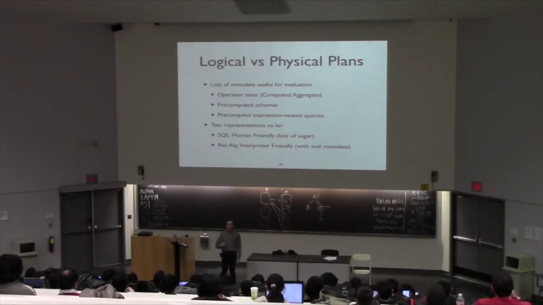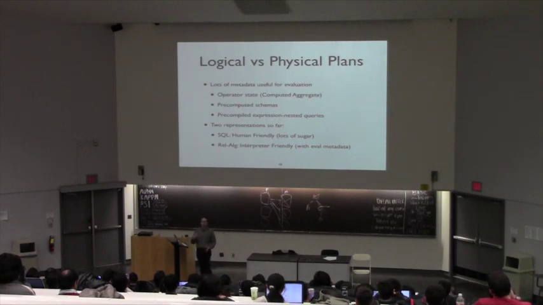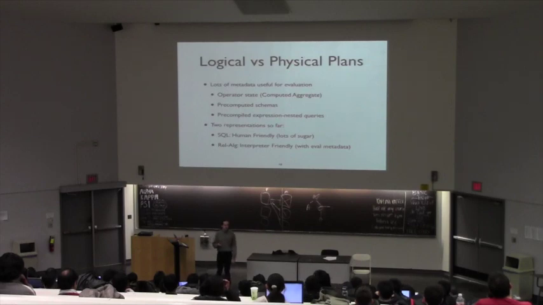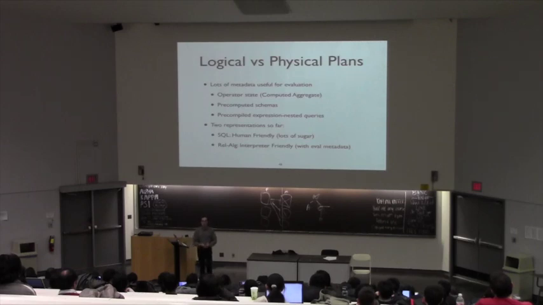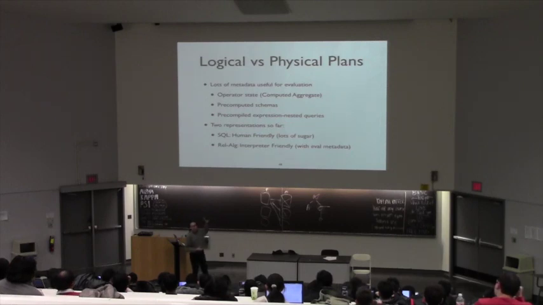Now, all of this metadata makes it very easy to implement an evaluator, but in checkpoint two, what you'll be doing is implementing an optimizer. You'll have to rewrite these relational algebra expressions online. And keeping track of all of this metadata is going to be a complete nightmare.